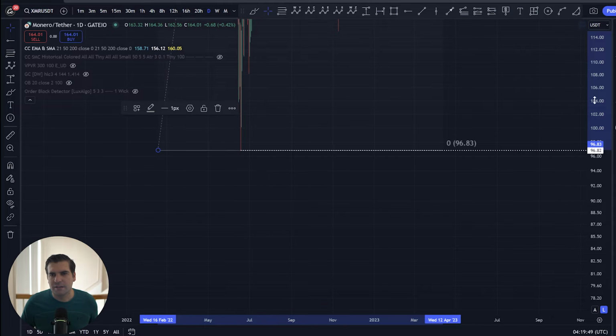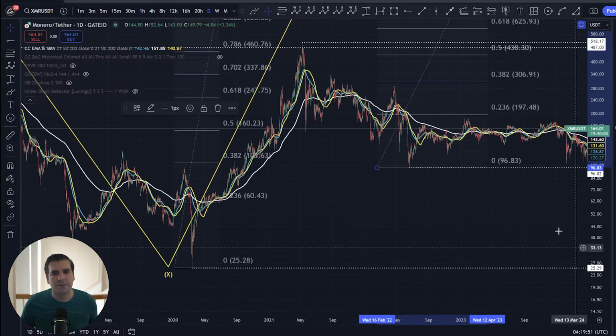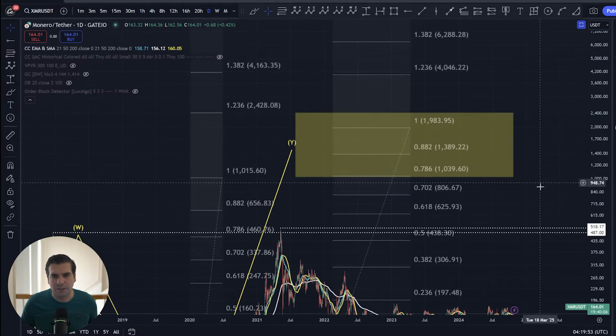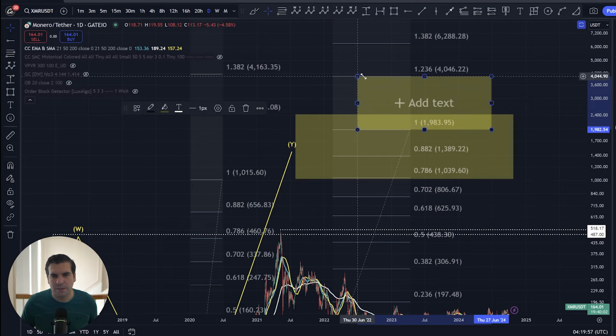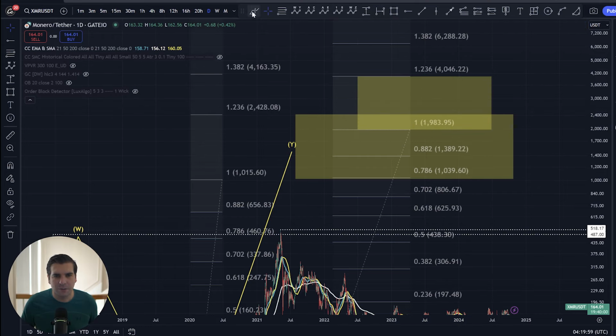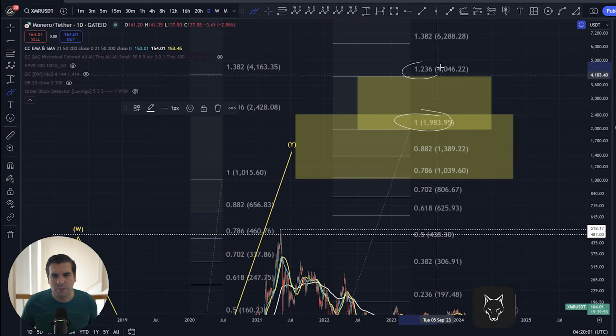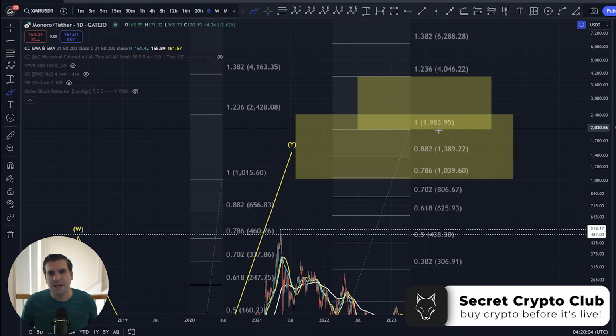96.82, and then I'm going to zoom out just a little bit and we're going to take a look at what that would predict. That would predict a bit more of a bullish target range, coming in more in this little area here. Again, we're targeting the 1 to the 1.236 on the fib scales, and this would be looking at 1,983 to 4,046. So these are two targets.